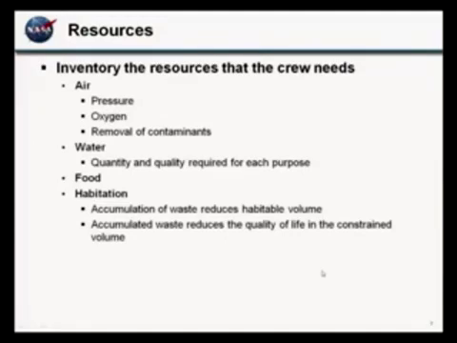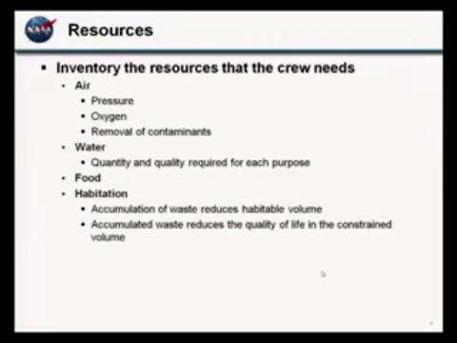Food. Obviously, everyone is going to need food. We right now supply a mix of dehydrated and stabilized natural form foods. The food system that you choose can have a big impact on your life support system. If you are growing food, which I guess Ray may address a little bit tomorrow, you have a whole other life support system for your crops that you have to deal with. If you are trying to minimize mass by sending highly dehydrated food, now you've gone back and increased the water required for that purpose.